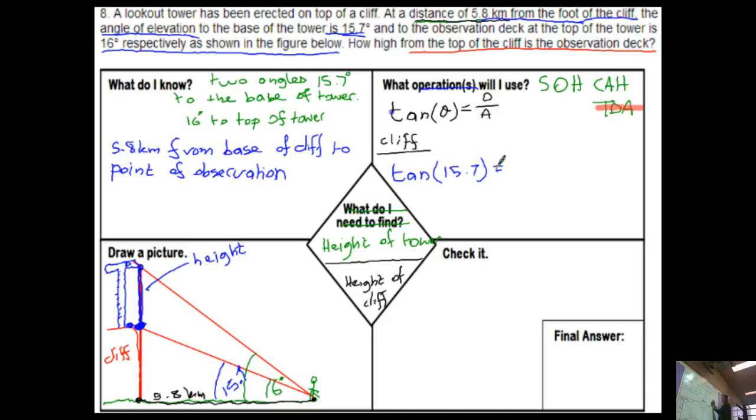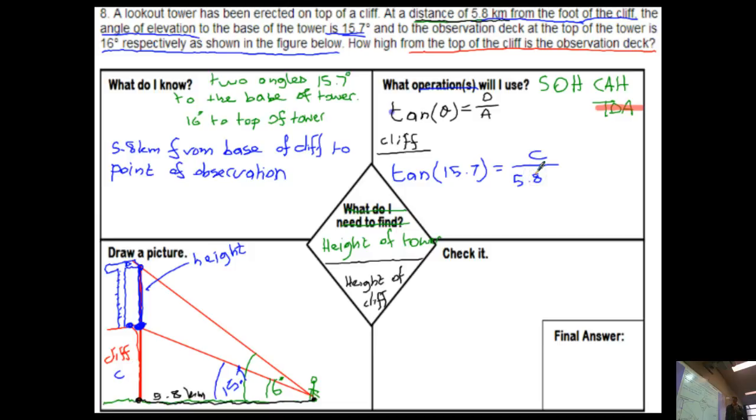Okay? I'm just going to use a symbol to represent the height of a cliff. What do you think is a good symbol to represent height of a cliff? C. Good. Well done. C. Just to note down that C is this height, the height of our cliff. All right? Which is going to be some number. And that's my opposite side, and I have to divide by the adjacent side. The adjacent side is a length 5.8.